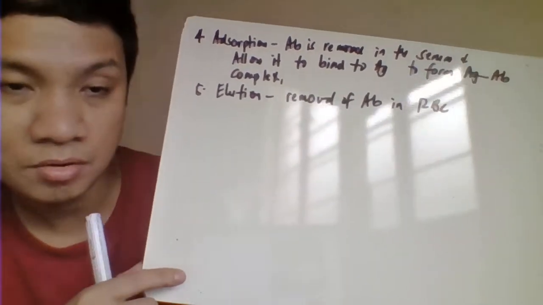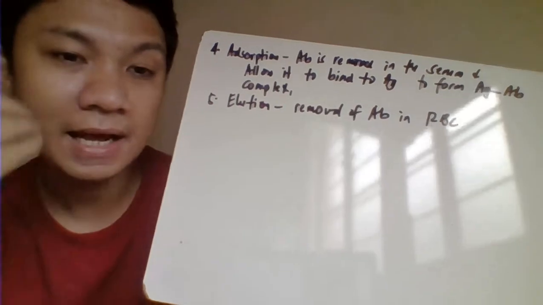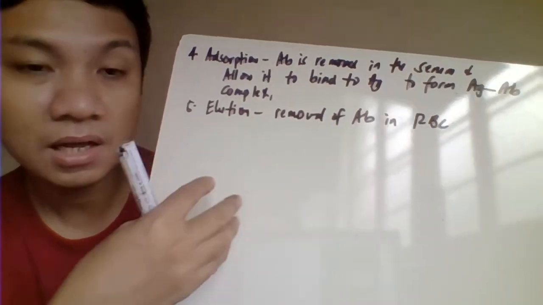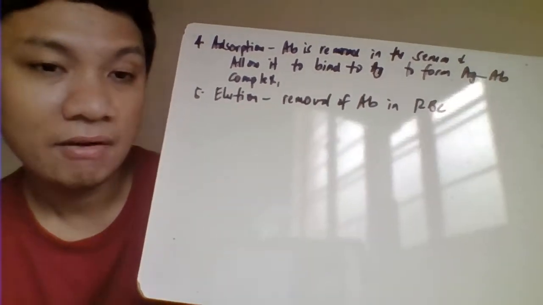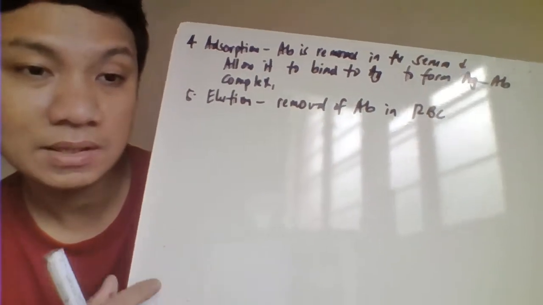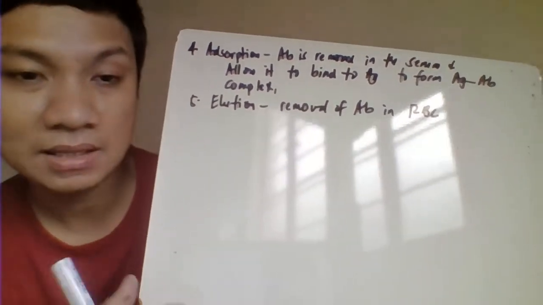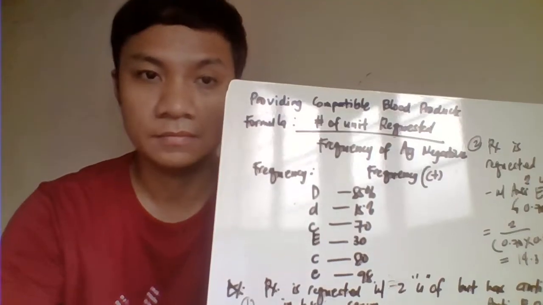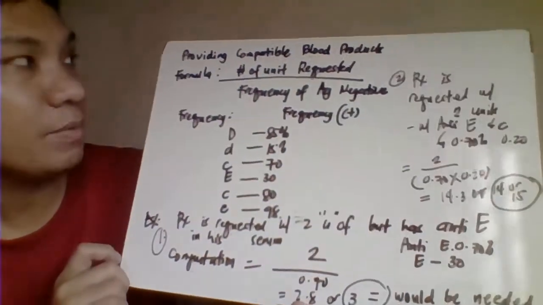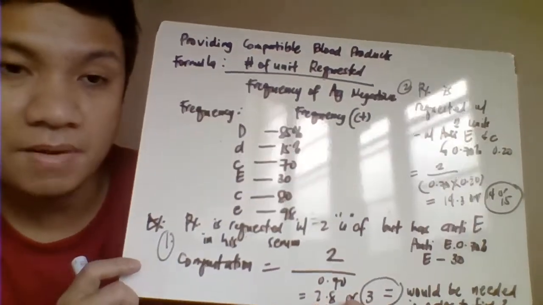Pag adsorption, ang ating antibody ay lalagay natin sa red cell. Pag elution naman, tatanggalin natin for us then to identify those antibodies. So it's just a way of concentrating your antibodies. Okay, then we have also here providing compatible unit of the blood.